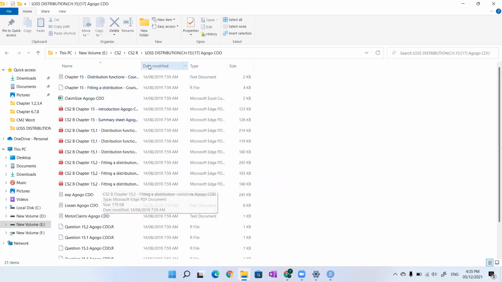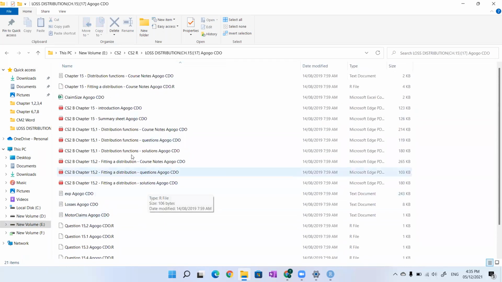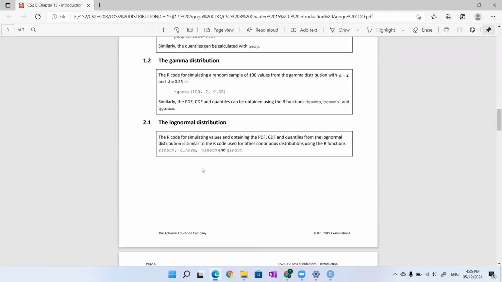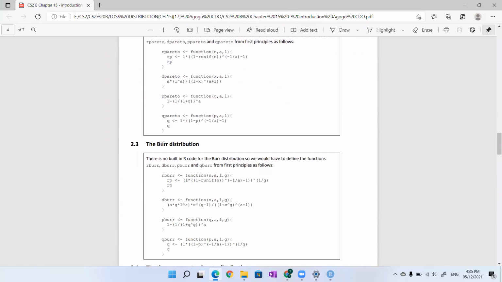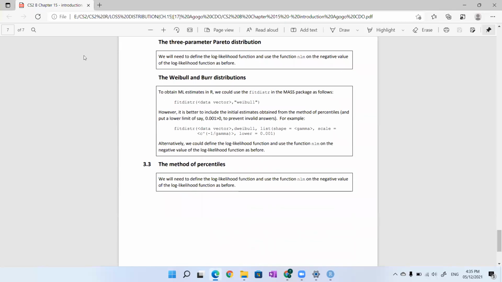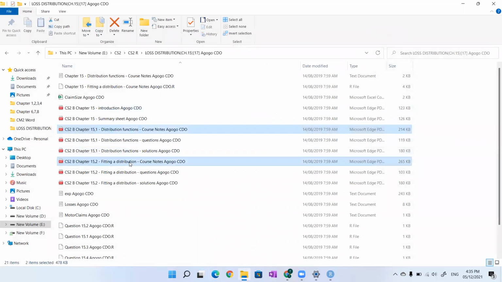In this chapter, as you can see, this is the structured format. Here, this is an introduction sheet. This gives you an idea about what is there in CS1 chapter 15. There is an exponential distribution, gamma, log normal, Pareto, Burr, everything is given here in a structured format. Basically, I will be teaching you these course notes. These two files I will be teaching you.